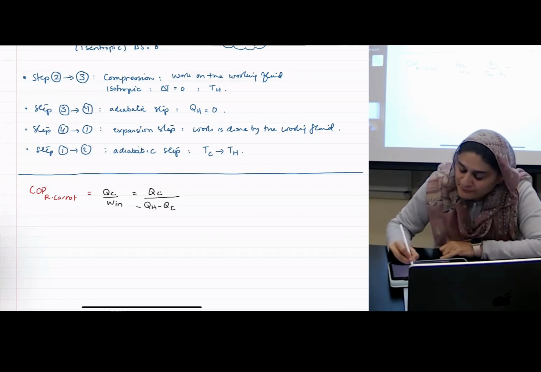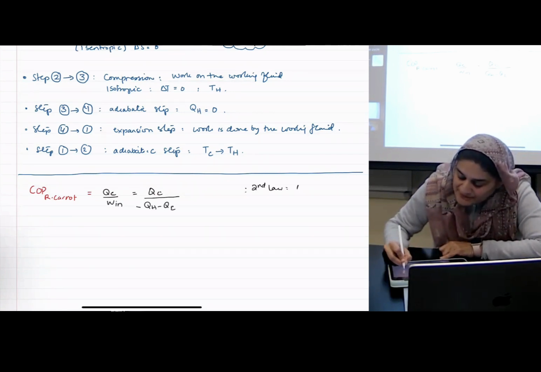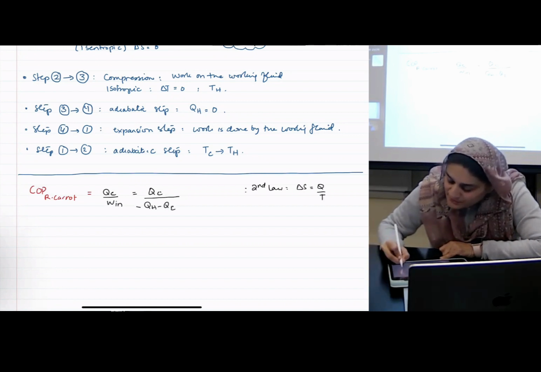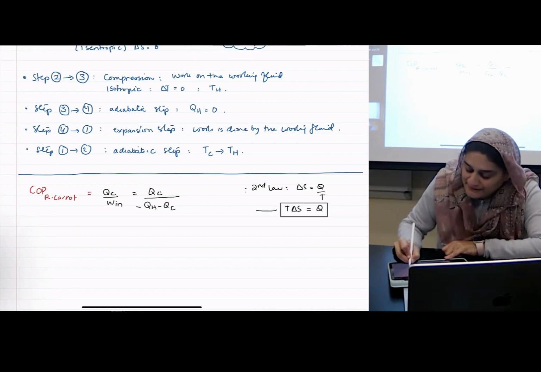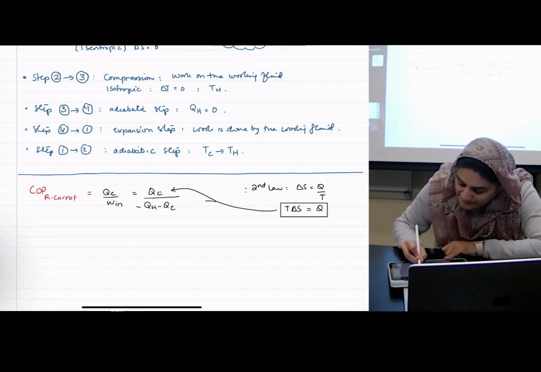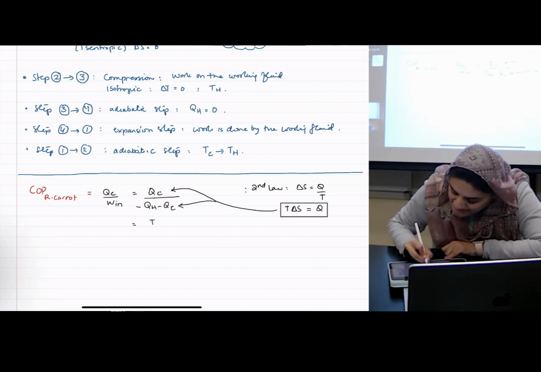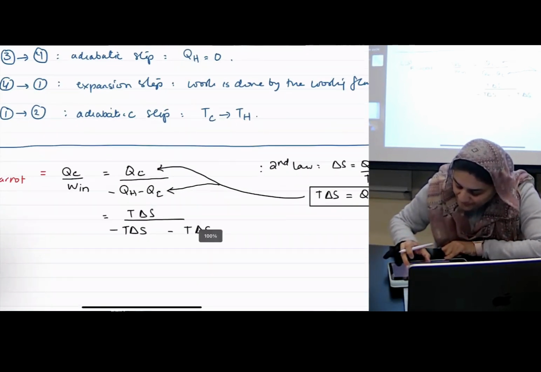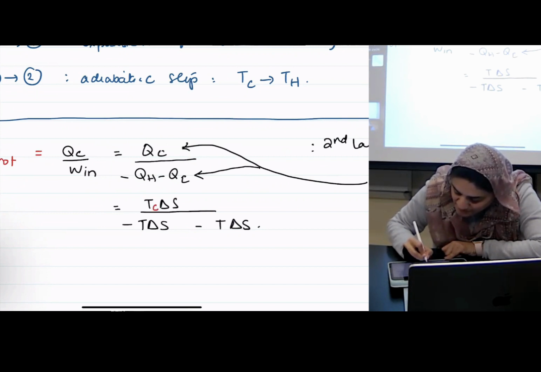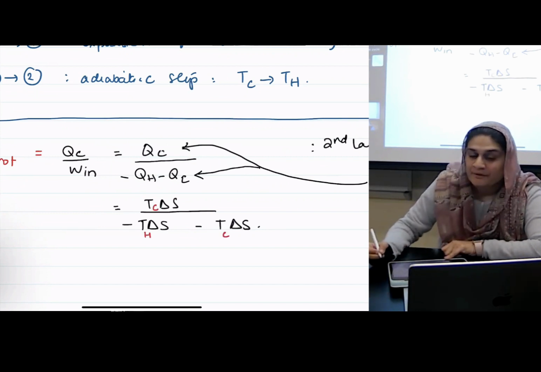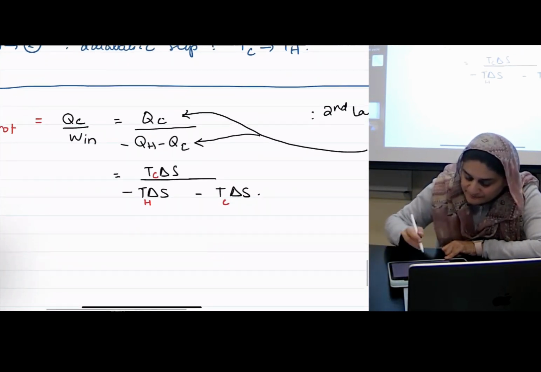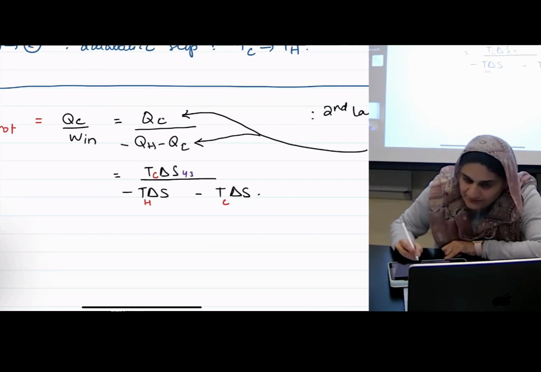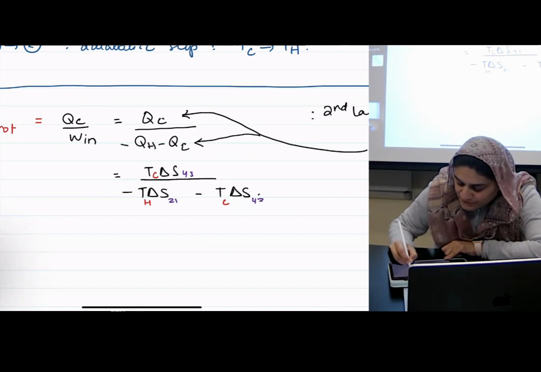May I now write from the second law delta S equals Q over T? So can I write Q as T delta S? So if I plug this in here and in here, will I get T delta S divided by T delta S minus T delta S? Now, this should be, guys, can I have you pay attention? This would be C, this would be H, and this would be C. Which are the steps in which these will occur? 4 to 3, 2 to 1, and 4 to 3.